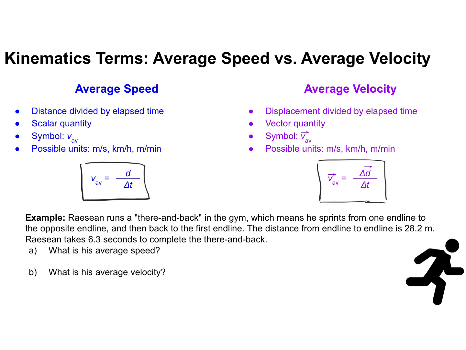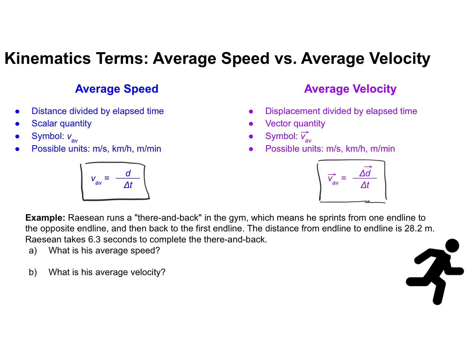All right, example. Rayshawn runs a there and back in the gym, which means he sprints from one end line to the opposite end line and then back to the first end line. The distance from end line to end line is 28.2 meters. Rayshawn takes 6.3 seconds to complete the there and back. What is his average speed?